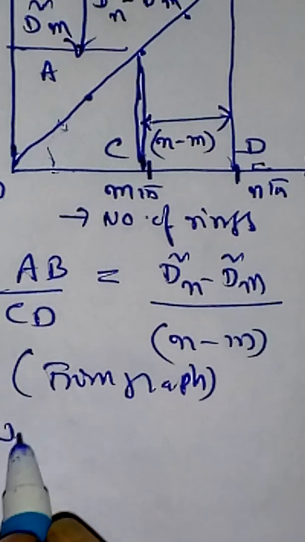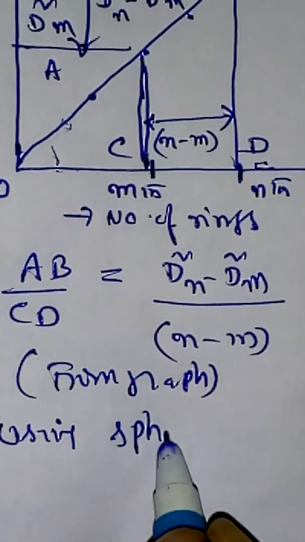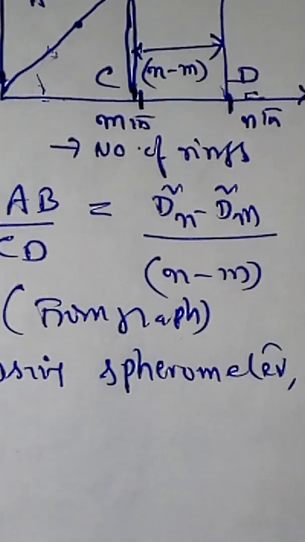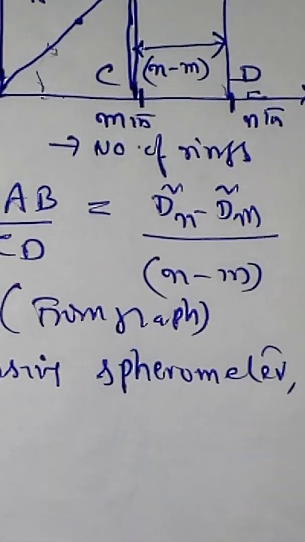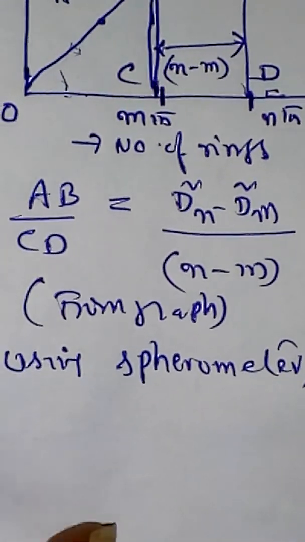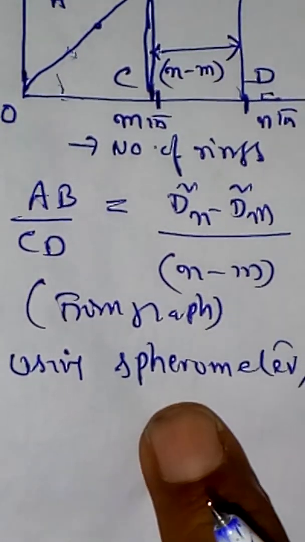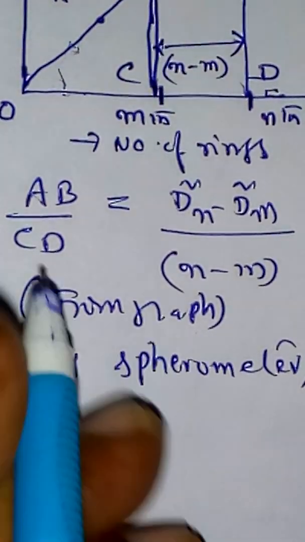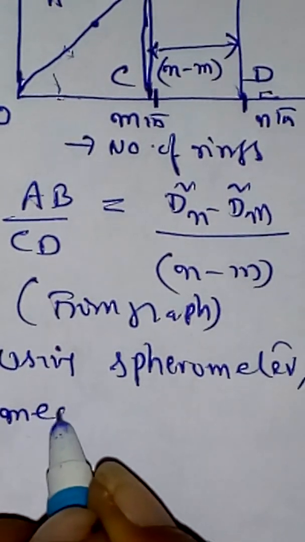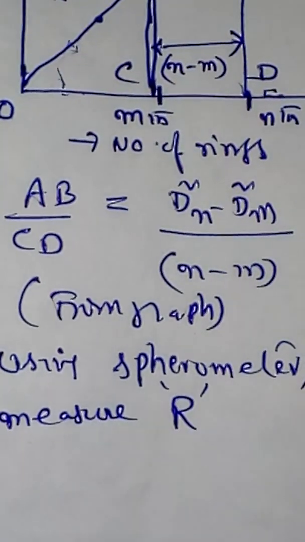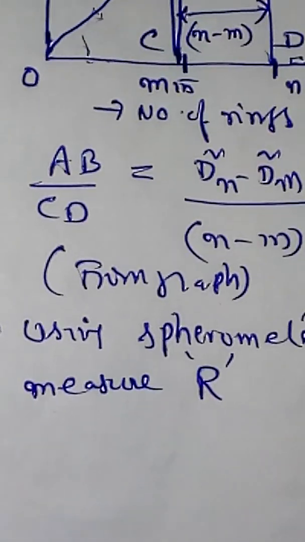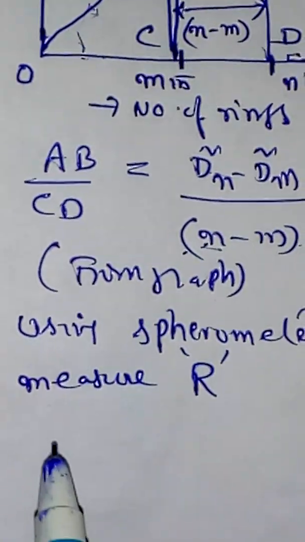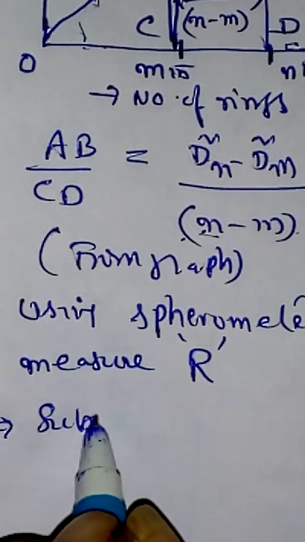So now, using a spherometer, I'm not sure whether people of your generation have seen a spherometer at all, because it's part of intermediate practicals. A spherometer is a device which helps us to measure the radius of curvature of a lens. Using a spherometer, measure R, the radius of curvature. So you have R, and you have d square n minus d square m by n minus m coming from the graph.